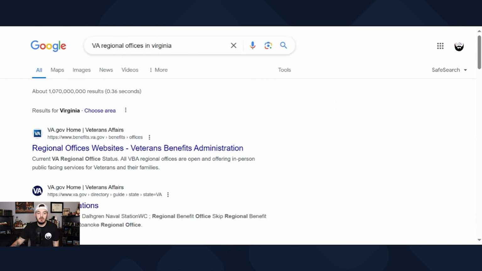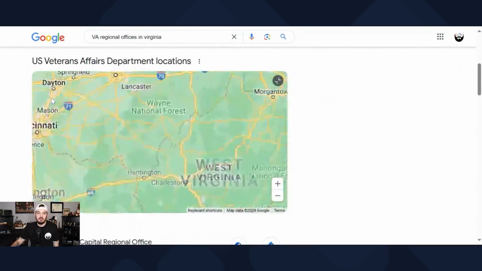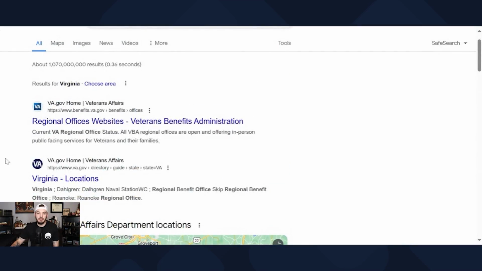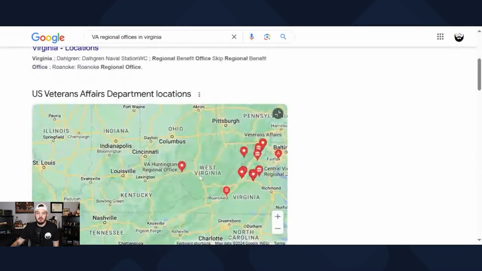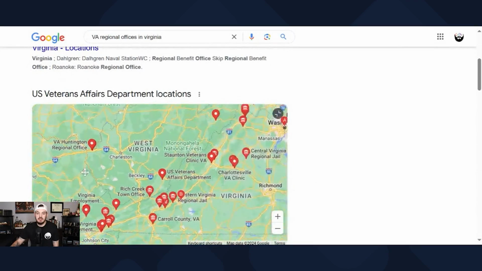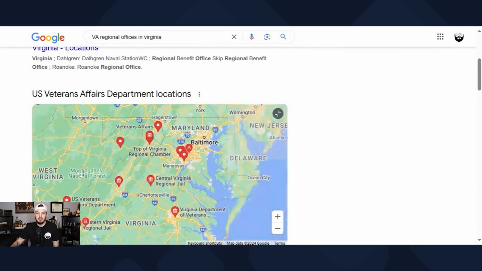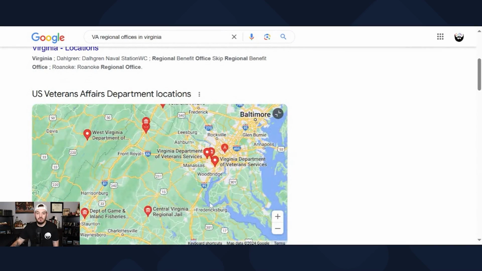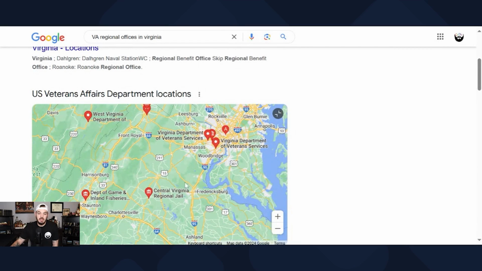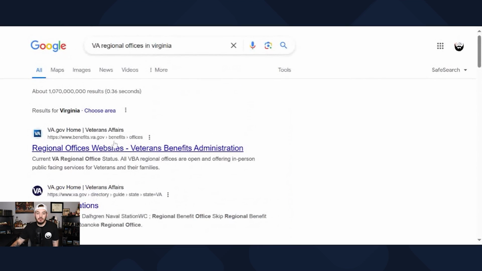So there we go. You can scroll down. There's links that you can look at. Okay, I'm going to use the maps. I actually accidentally scrolled in there for a second, and here we go. This is VA regional centers in Virginia. Okay, and so you can use that. There's also regional office website and then Virginia locations that you can look up as well. There you go. Super simple.